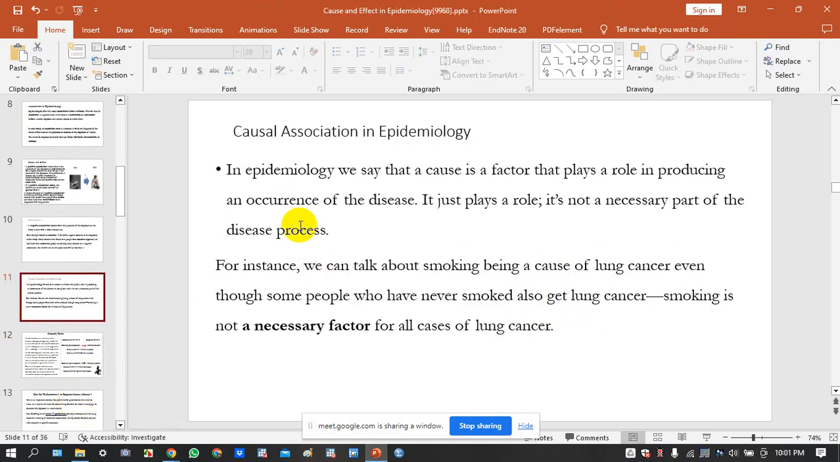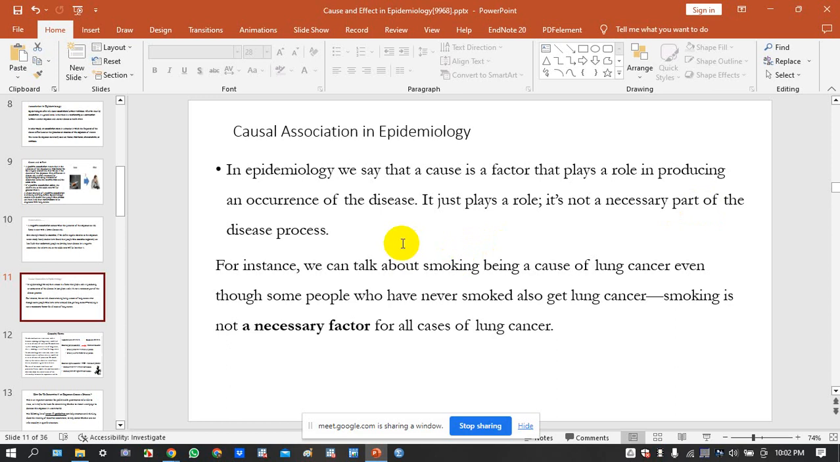We are still on causal association. Also in epidemiology, we say that a cause is a factor that plays a role in producing an occurrence of the disease, or a cause is what causes the disease. So it just plays a role. It's not a necessary part of the disease process.